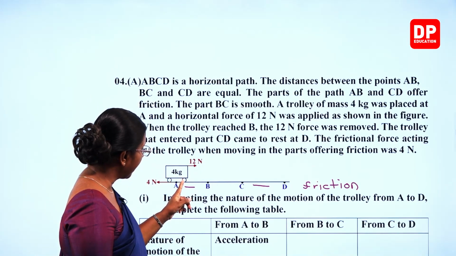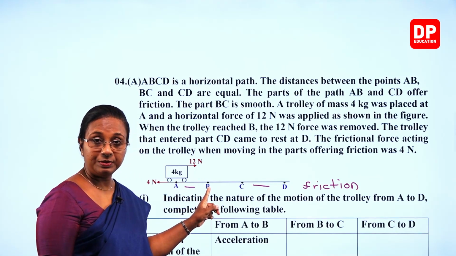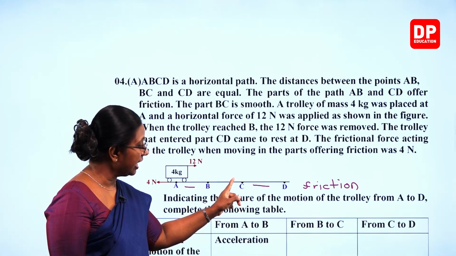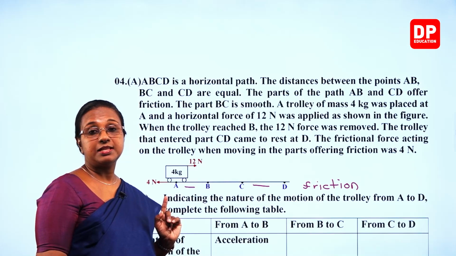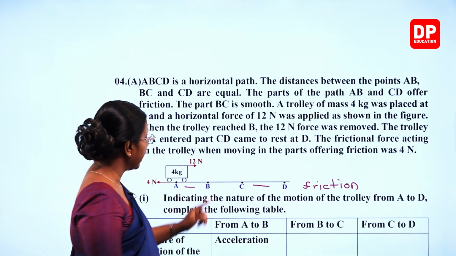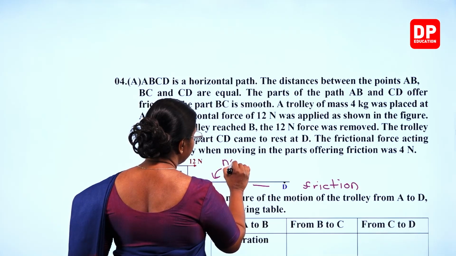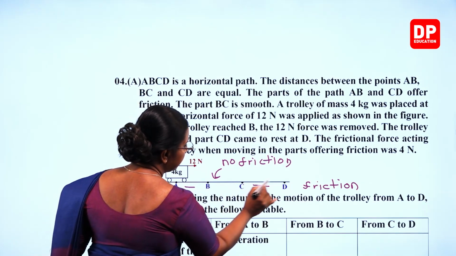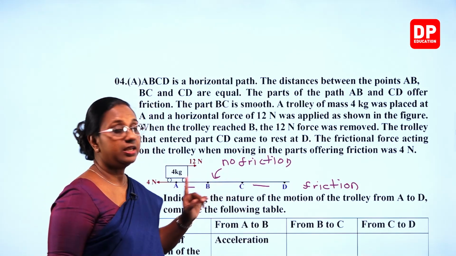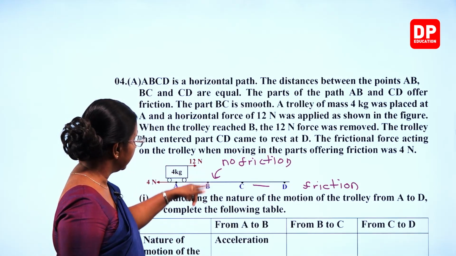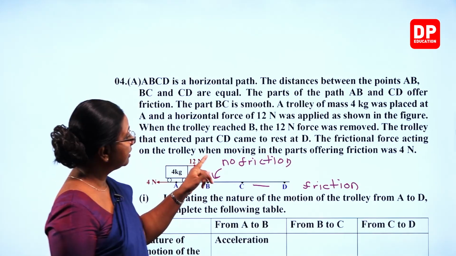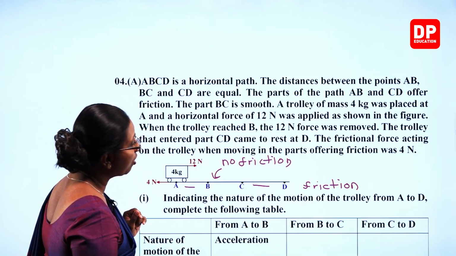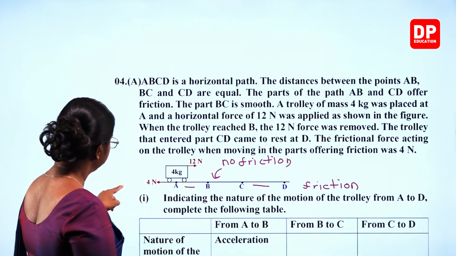So initially they applied the force. It went from A to B. At B, the force was removed, but still the trolley moved up to C, and finally it came to rest at point D. And here there is no friction, because they said A to B and C to D there is friction, B to C there is no friction. The frictional force acting on the trolley when moving in the parts offering friction was 4 Newton. So that is also given.